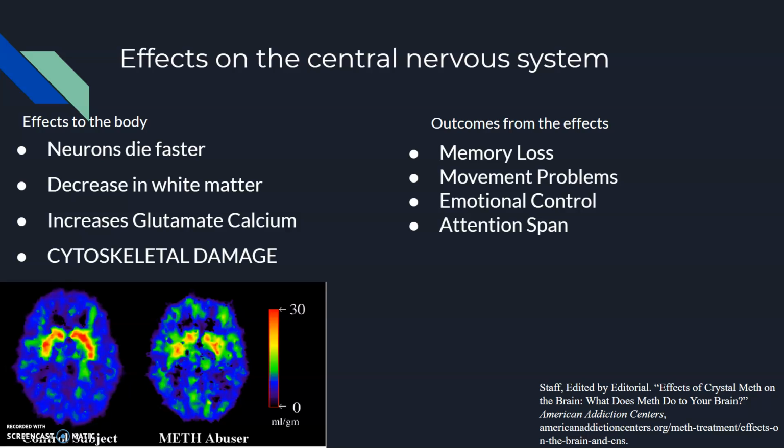Due to these effects, you can also have outcomes from them. The outcomes are memory loss, which is due to neurons dying and the decrease in white matter. You can't get the messages out. Movement problems. You need to be able to send messages in order to even move throughout the body. If they're messed up, you're going to have problems moving.